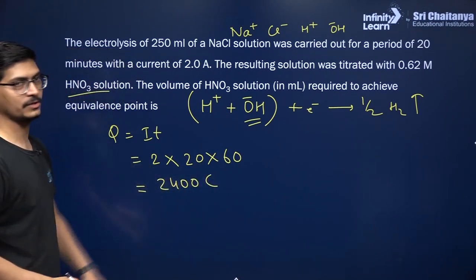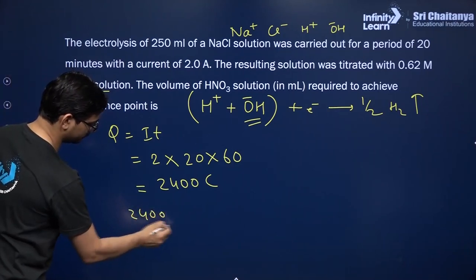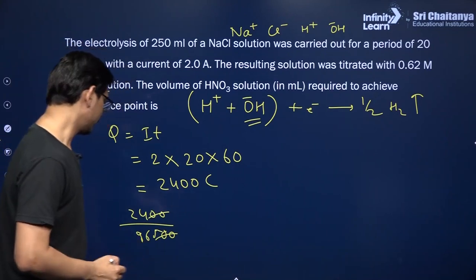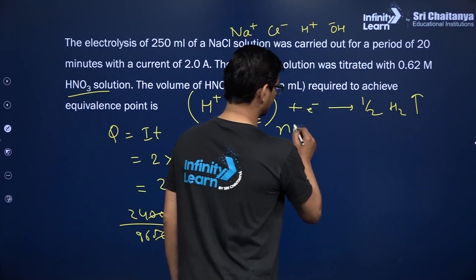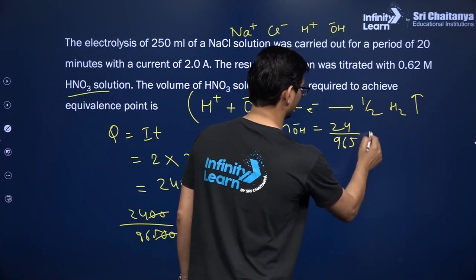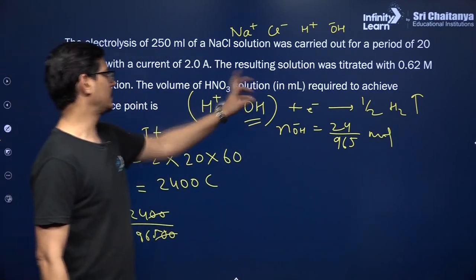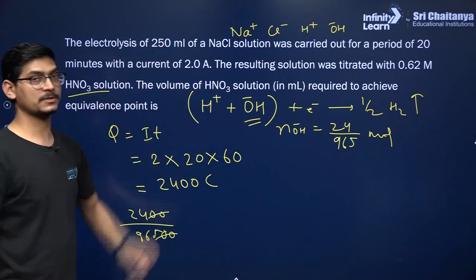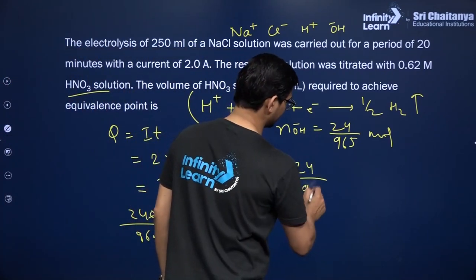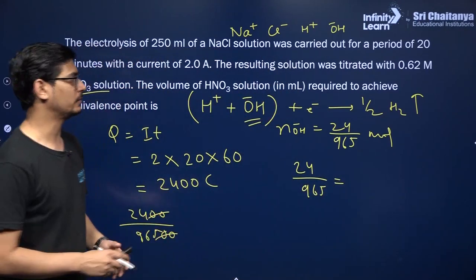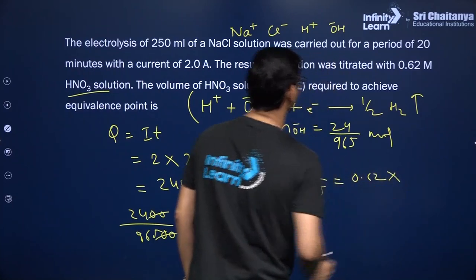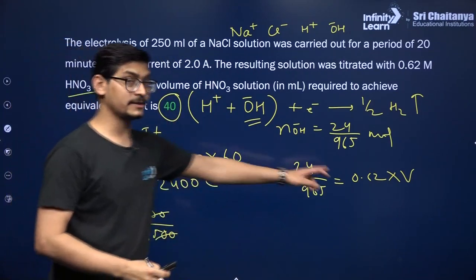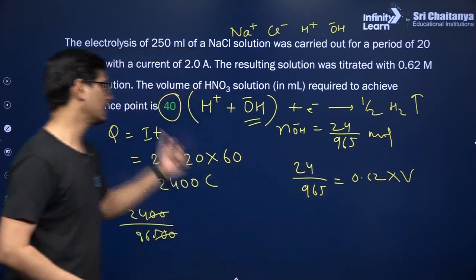Now if you divide it by Faraday constant, that will give you number of moles, right? If I take Faraday constant 96500, then number of moles of electrons will be 24 divided by 965. So hence number of moles of hydroxide will be 24 divided by 965 mole. Now we know that 1 HNO3 will neutralize 1 hydroxide, because the n factor of HNO3 is 1, it will give 1 H plus. That means number of moles of hydroxide is equal to number of moles of HNO3, right? So 24 divided by 965 is number of moles of HNO3, which is molarity into volume, right? So molarity is given to be 0.62, and volume we have to find out, right? So you can solve this and the answer will come out to be in liters, don't forget that. So don't forget to multiply the answer by 1000, so you'll get 40, right?